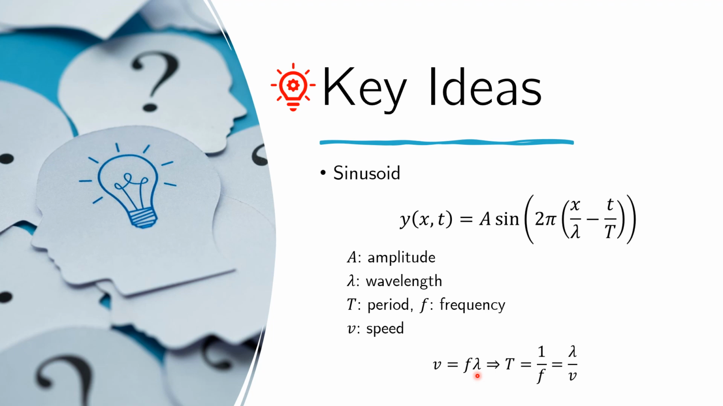And in fact, if we do that here, so this is 1 over f, and if we take 1 over f, so we put this down here in the denominator, and the v goes down here, so we get this relationship. The period is just the ratio of the wavelength to the speed of the wave.